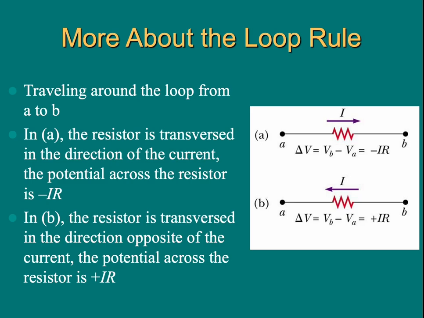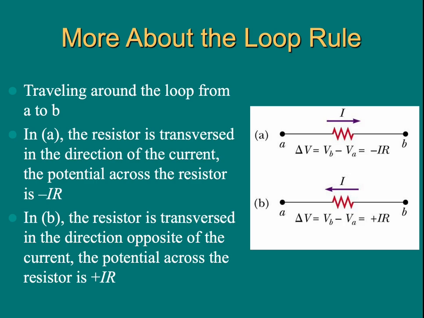Now, if the current also goes from A to B, then point A is at higher potential compared to point B. So when we travel from point A to point B, we would have a drop in potential. And that drop of potential will give us a minus IR potential drop when we travel from A to B. This is for current in the same direction as the loop.